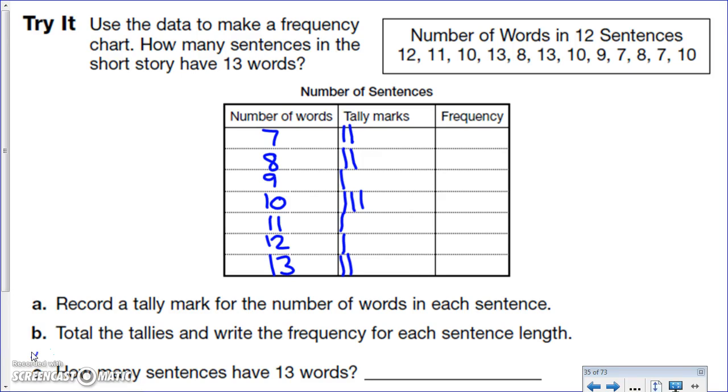Now we're going to fill in the frequency part of the chart. So now we just count up each of the tallies and write the numerical symbol for each of that. So 2, 3, 4, and so on. So we have 2 7s, 2 8s, 1 9, 3 10s, 1 11, 1 12, and 2 13s. So to answer our question here, how many sentences have 13 words? There are 2.